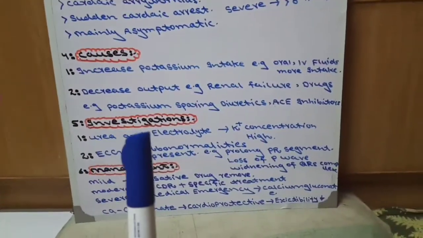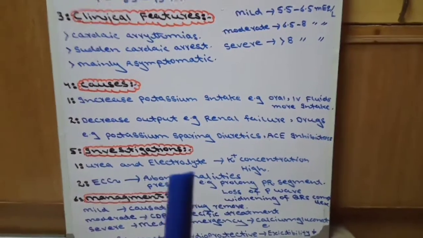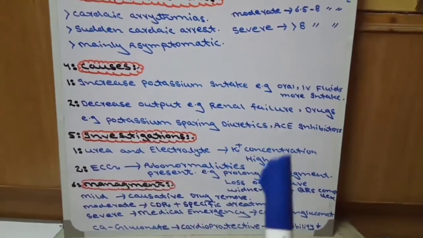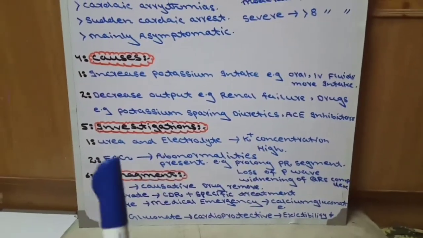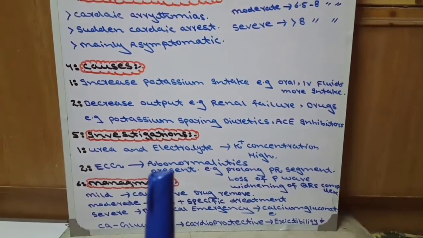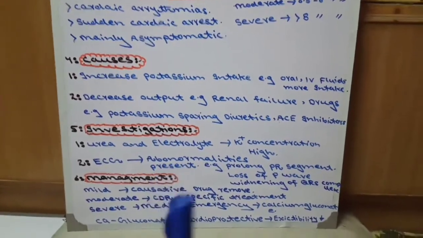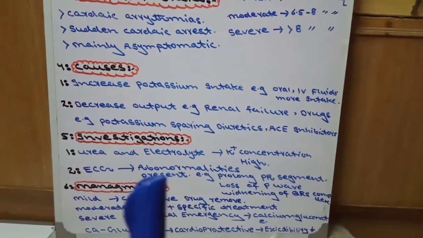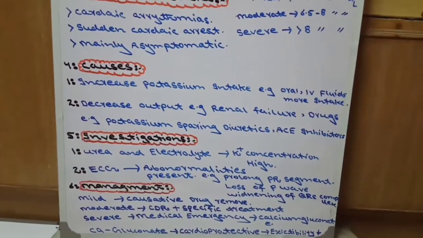Now come to the investigations. In investigation, we do two investigations. First, urea and electrolytes. When we do urea and electrolytes, the potassium concentration will be high in hyperkalemia. Second, we do ECG, and in the ECG there will be abnormalities present. The ECG will not be normal. The abnormalities in the ECG relate to the grade of hyperkalemia.